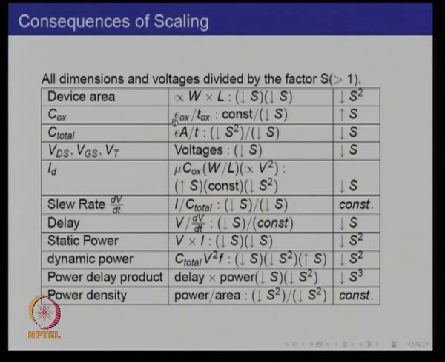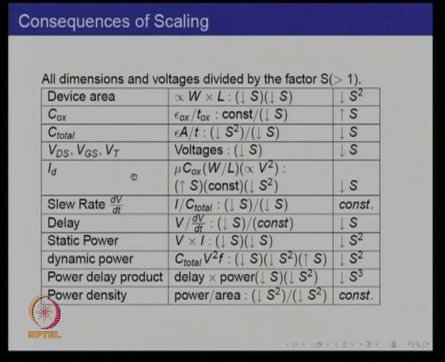The term COX, which occurs in the transistor equation, is actually the capacitance per unit area, and it is given by epsilon ox divided by T ox, which is a constant divided by S. So, the overall value of COX goes up by the factor S. The total capacitance is inclusive of the area, and the area goes down by S squared, as we have seen here, whereas the thickness of various things, thin oxide, thick oxide, goes down by factor S, and as a result, the overall value of the total capacitance goes down by the factor S. All voltages will be scaled down, as we had said earlier, by this factor S.